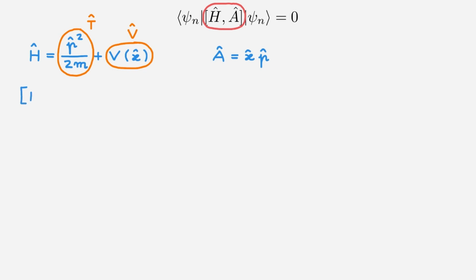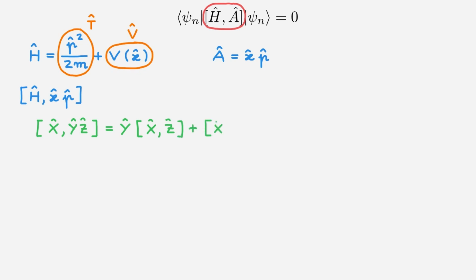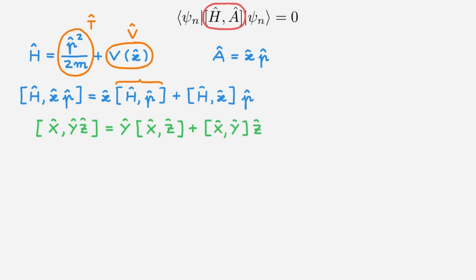In our case, this is the commutator of H with XP. Remember from the video on commutator algebra, linked in the description, that the commutator of an operator X with the product of two operators Y and Z is equal to this first term plus this second term. Using this expression, we can rewrite our commutator as X times the commutator of H and P plus the commutator of H and X times P. Let's start with this first commutator, which we can write here.